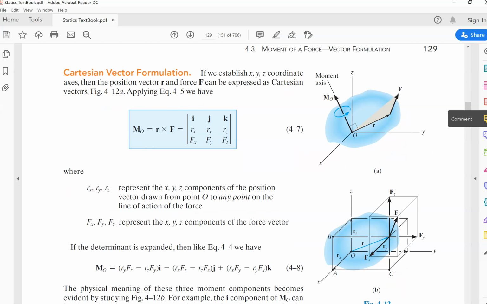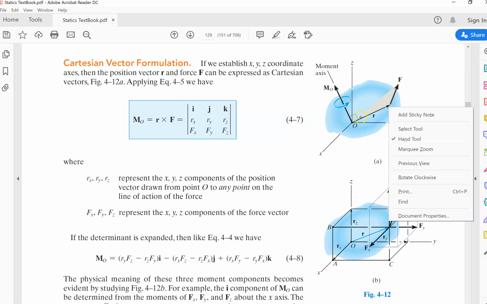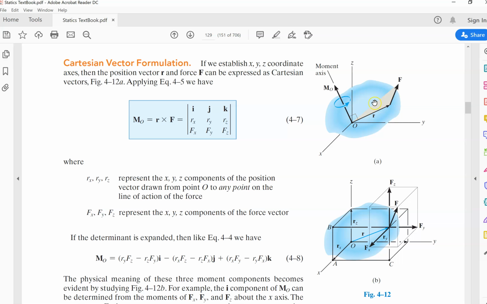Okay, done. So if you see here, r cross f, can you see? So we have an F which is actually floating somewhere in mid-air. If you want it to have a moment about axis O, what you do is you connect O to r. It can be to the middle of F, or to the edge of F, or to the cap of F, as long as it is r.